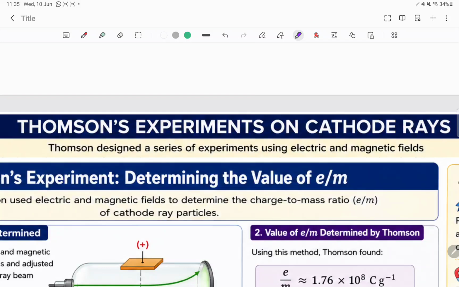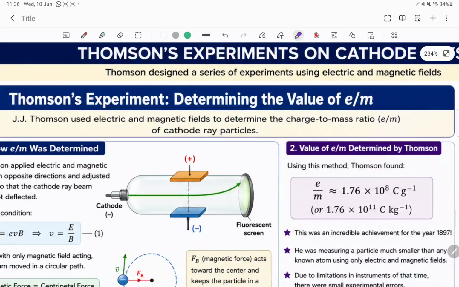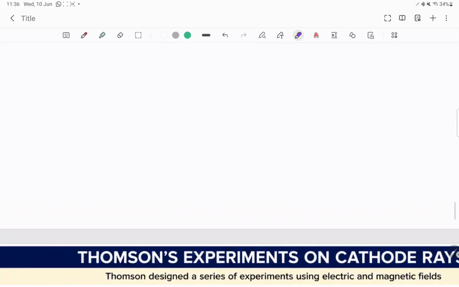What we observe now is that in both the electric field experiment and the magnetic field experiment, Thomson observed that the cathode ray beam deflected. This means that both the electric field force and the magnetic field force were acting on the cathode rays. Now Thomson had an interesting idea. What if the electric force and magnetic force were applied in opposite directions?